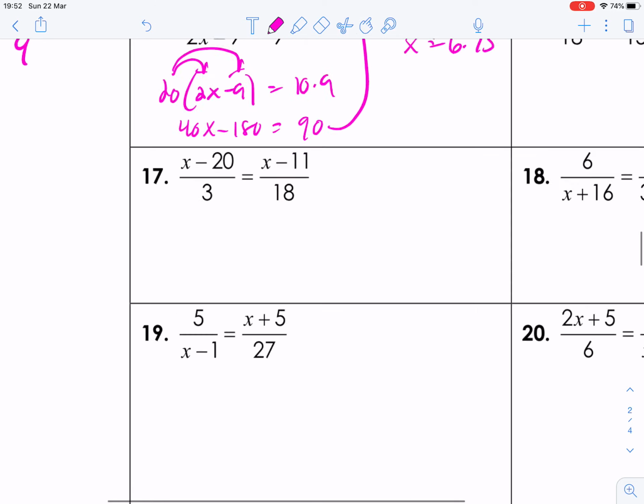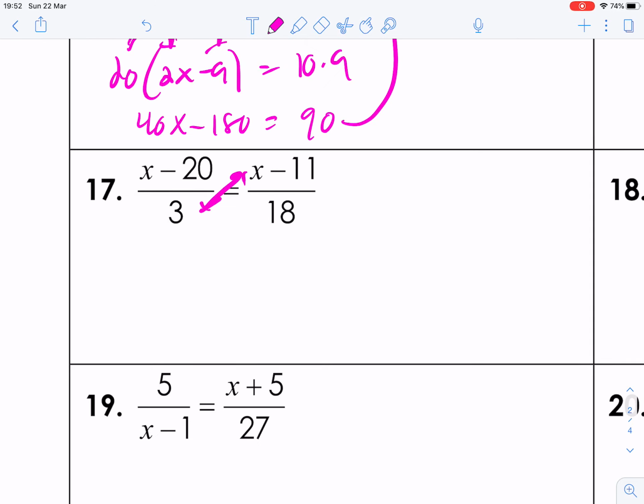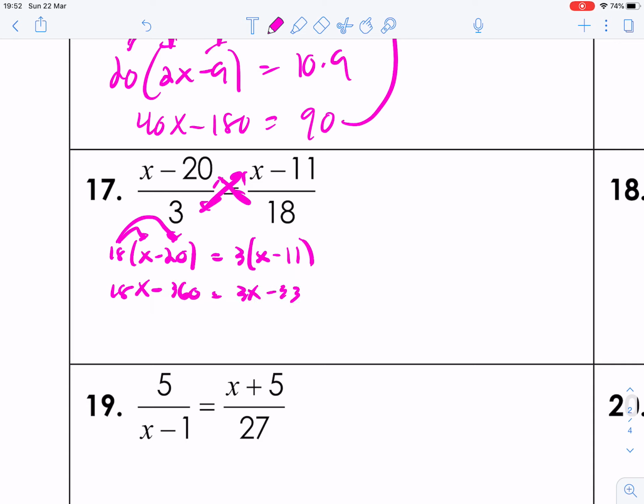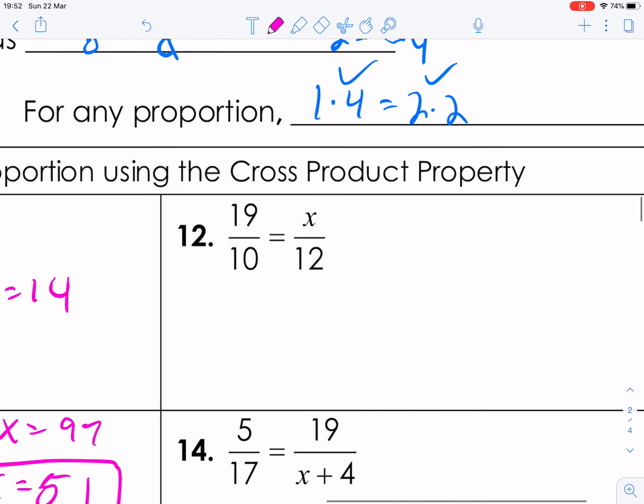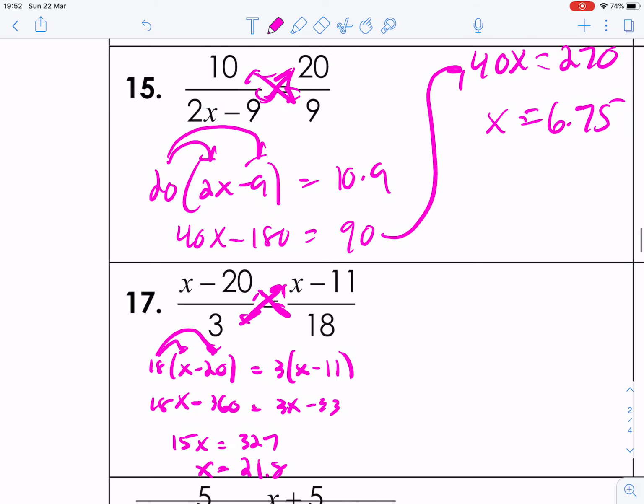Cross multiply. So we get 18 times x minus 20 equals 3 times x minus 11. 18x minus 360 equals 3x minus 33. Let's get the x's on one side. 15x. Add the 360 to 33. That's 327. So x is going to be equal to 21.8. You can always plug it back in and check. Since it's asking to solve each proportion, yep, we're just solving for x.